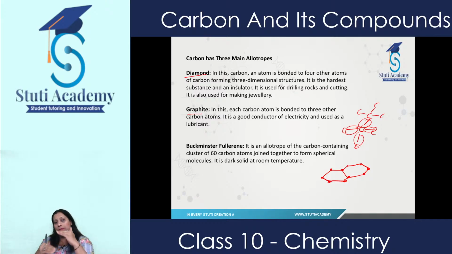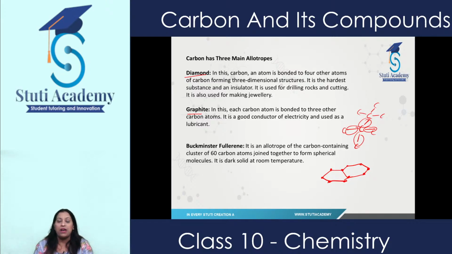Due to the slippery nature of graphite, it has some free electrons, so that's why it's considered to be a good conductor of electricity, because it combines with three carbon atoms and one electron is free to move. So due to the presence of this free electron, it is a good conductor of electricity, and due to this slippery nature, we use it as a lubricant in machines.